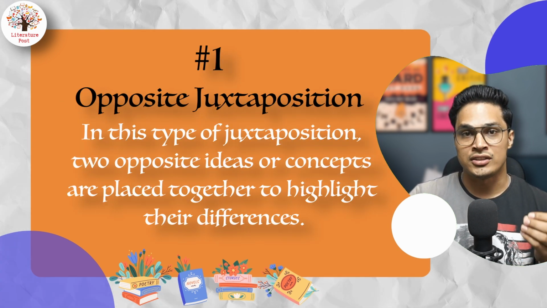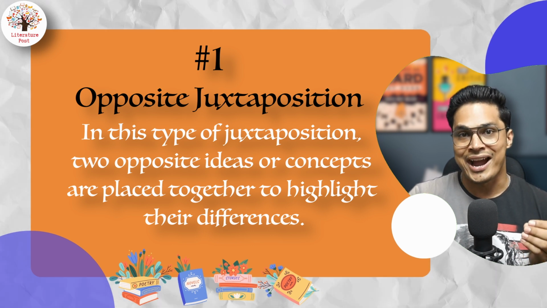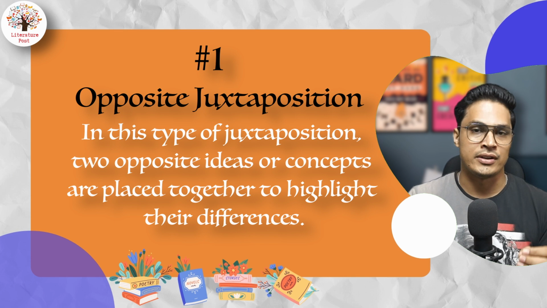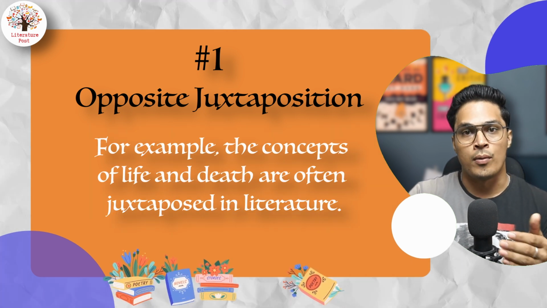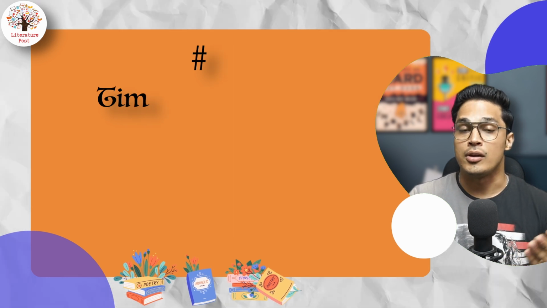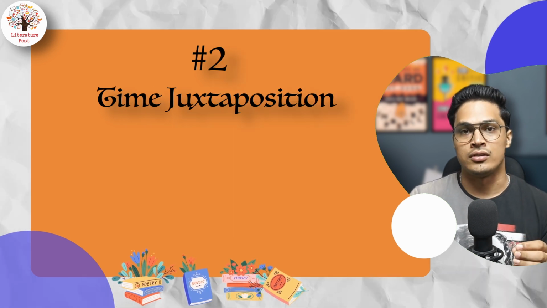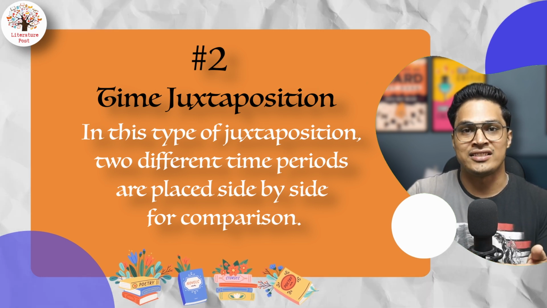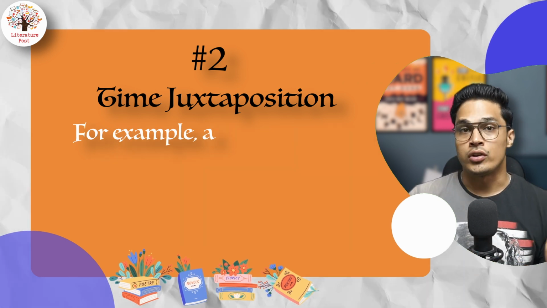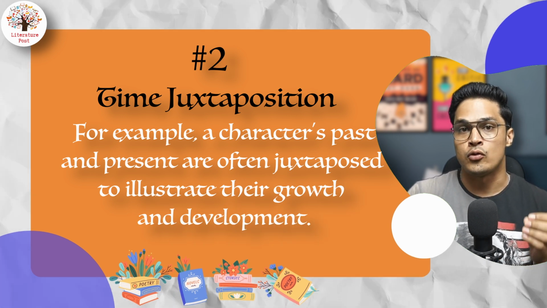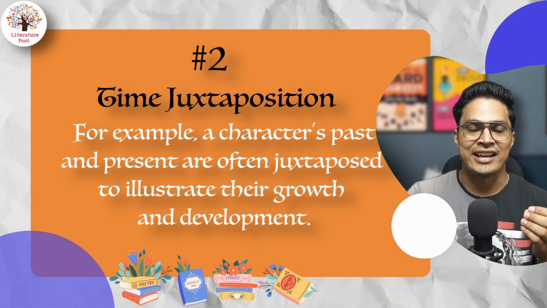In this type of juxtaposition, two opposite ideas or concepts are placed together to highlight their difference. For example, the concepts of life and death are often juxtaposed in literature. Number 2, time juxtaposition. In this type of juxtaposition, two different time periods are placed side by side for comparison. For example, a character's past and present are often juxtaposed to illustrate their growth and development.